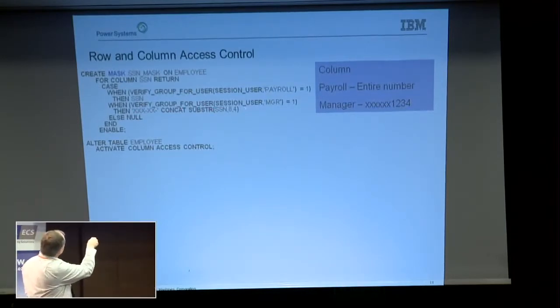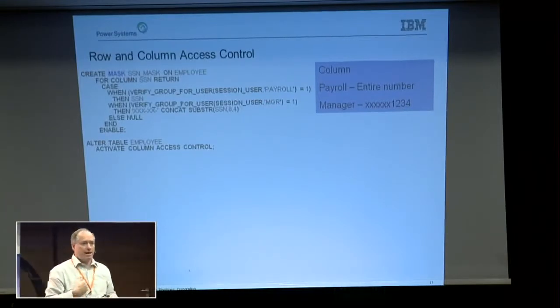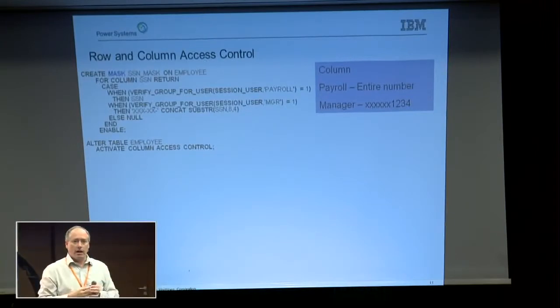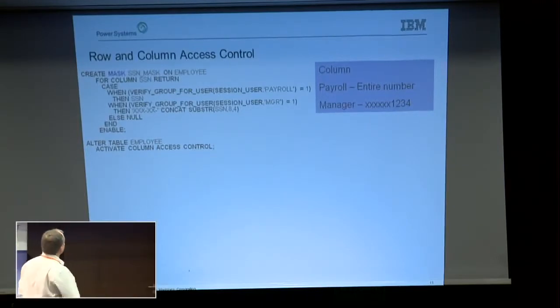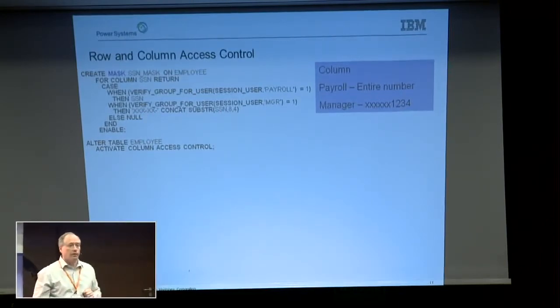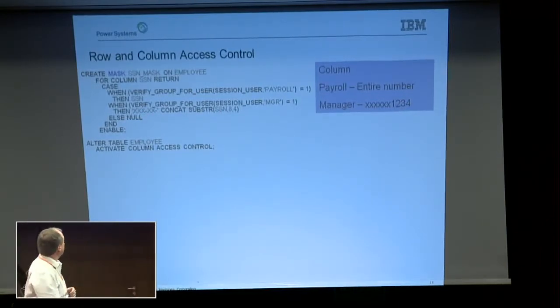Say your user is a member of manager. My manager does not need to know my Social Security number, at least the whole thing. The last 4 digits they might need just for identification. So we create a mask. And the mask is going to return XXXXXX and the last 4 characters. Managers will only see that number.